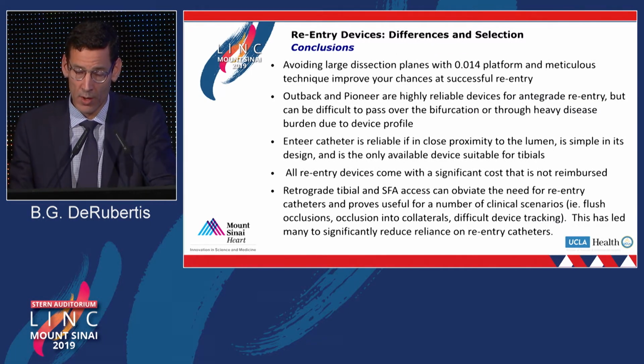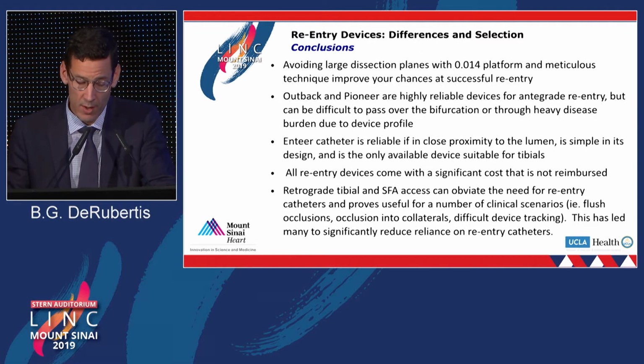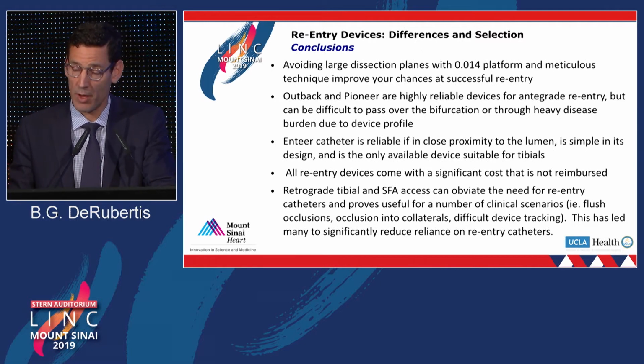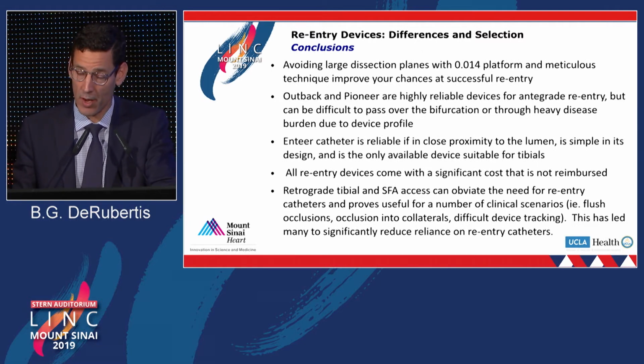So I think in conclusion, avoiding large dissection planes with the .014 platform and meticulous technique improves your chances at successful reentry. The Outback and Pioneer are highly reliable devices, but they can be difficult to pass with a bifurcation or through heavy disease due to their profile. The Interior catheter is reliable if you're in close proximity to the lumen, and it's a very simple design and suitable for tibials. But all of these devices come at a significant cost. It's not reimbursed, so we're using retrograde access more routinely now to tackle these reentry problems as well as some of the other advantages. Thank you.